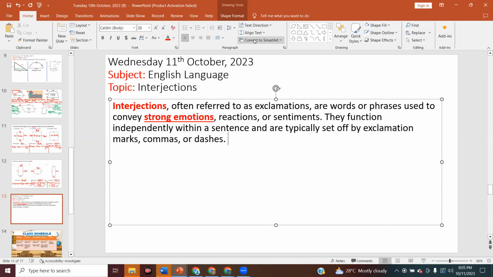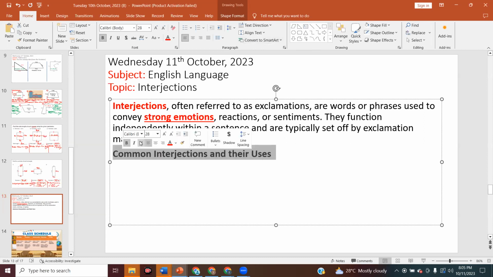All right. So let's give some examples. We're going to give common interjections and their uses. So why would we use them? And what are some examples? Okay.